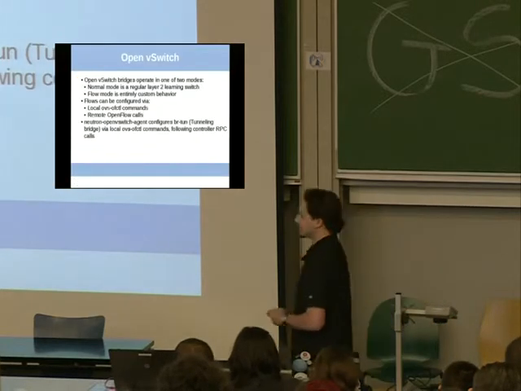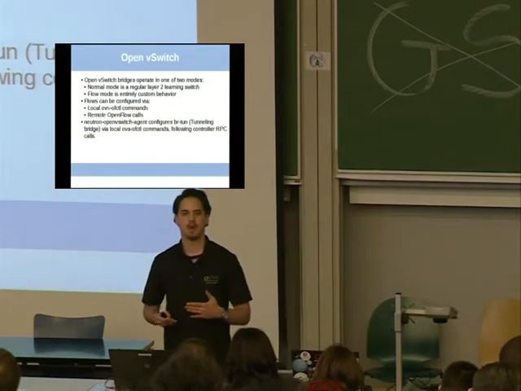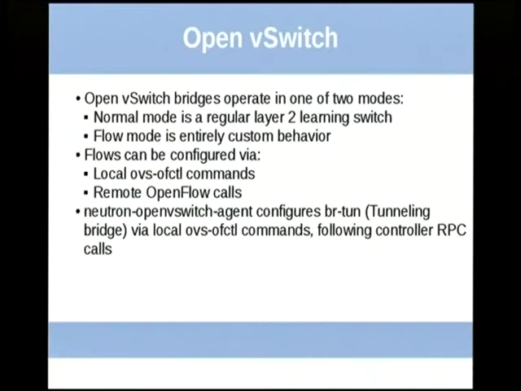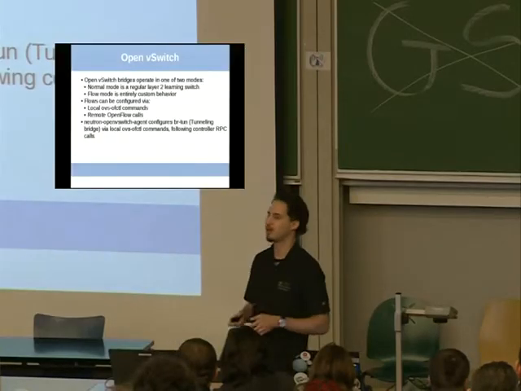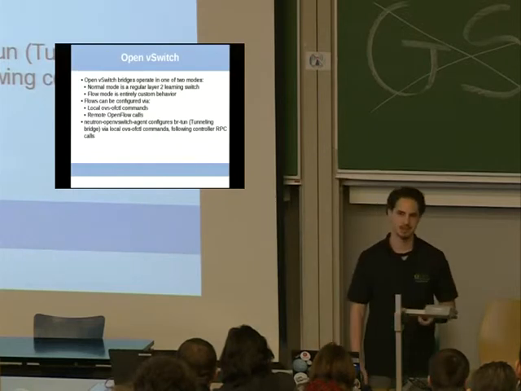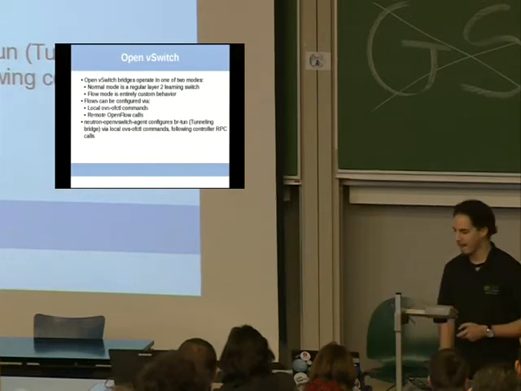Right. So we're going to do a very shallow deep dive into the flow tables, or the logic in the tunneling bridge. And I'm going to be talking about Open vSwitch specifically, because that's what I know about. So I'm only going to be talking about something that I know about.